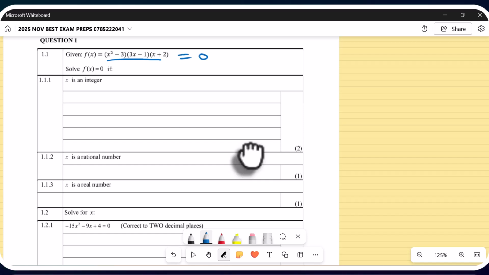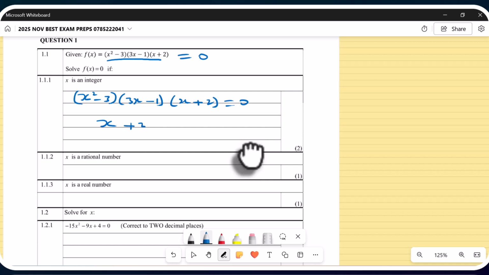That is it there. Then they say x is a real number. Now, real numbers, they can be rational or irrational. So it means in this case, I'm going to have all of them here. So even here where I had x squared minus 3, I'm going to get x equals to root 3 altogether. That's still real. Also x equals to 1 over 3, that is still real. Also x equals to negative 2 over 1, that is still a real number. Thank you, Gauteng. Let's proceed here.